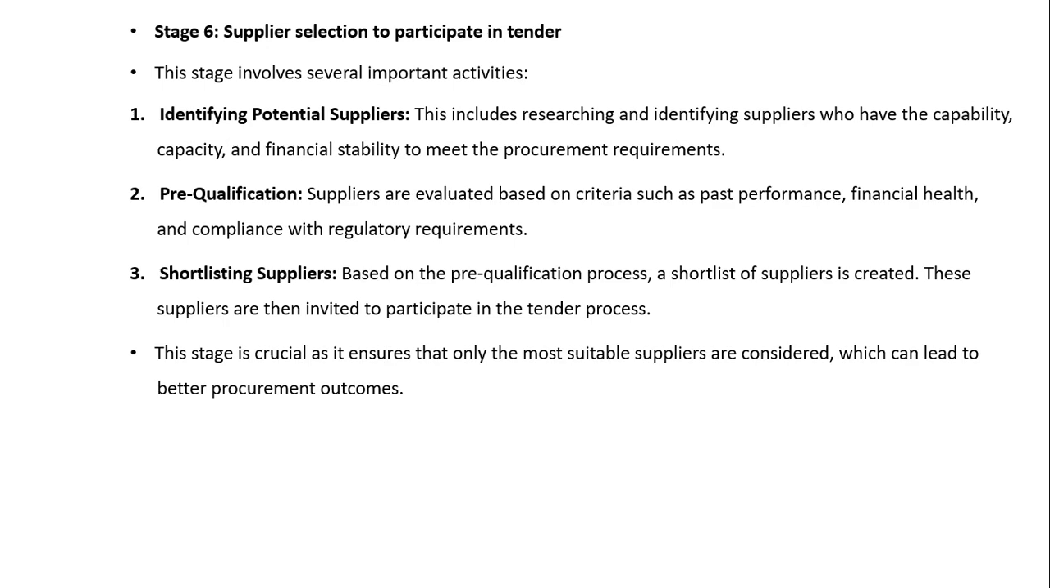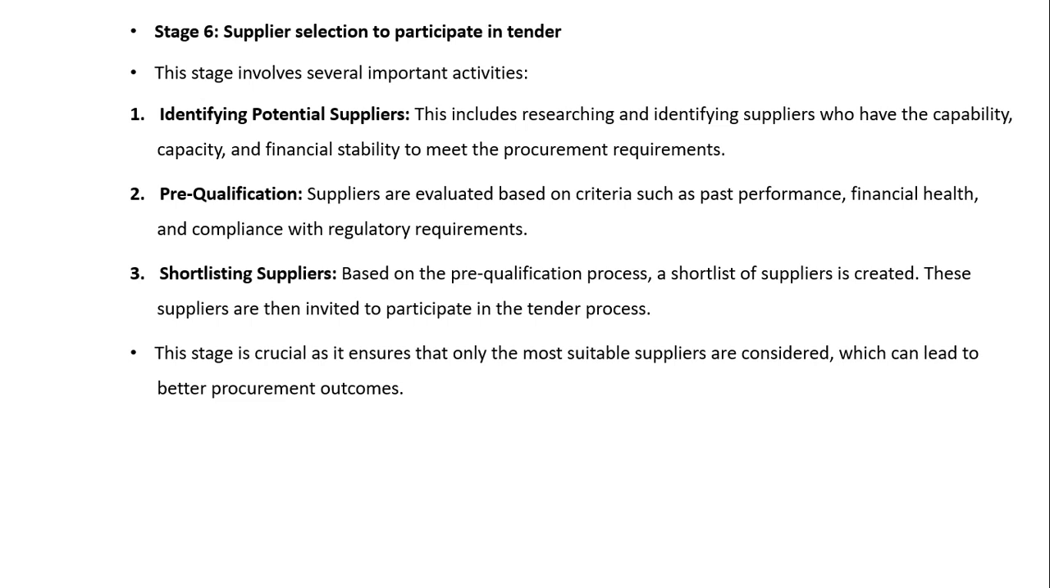Stage 6. Supplier selection to participate in tender. This stage involves several important activities. 1. Identifying potential suppliers. This includes researching and identifying suppliers who have the capability, capacity, and financial stability to meet the procurement requirements. 2. Pre-qualification.